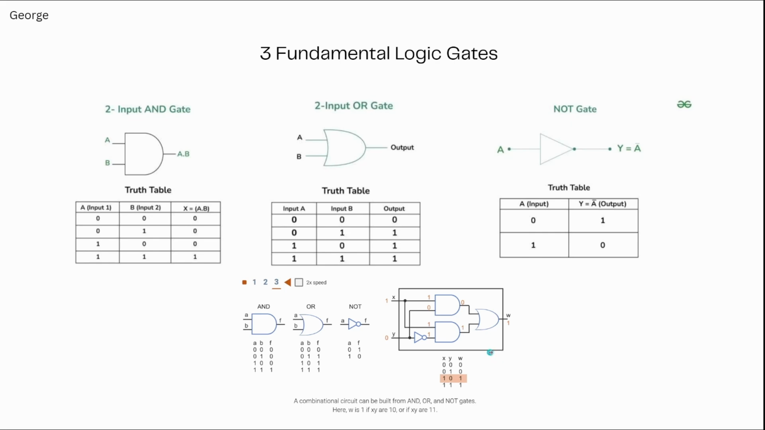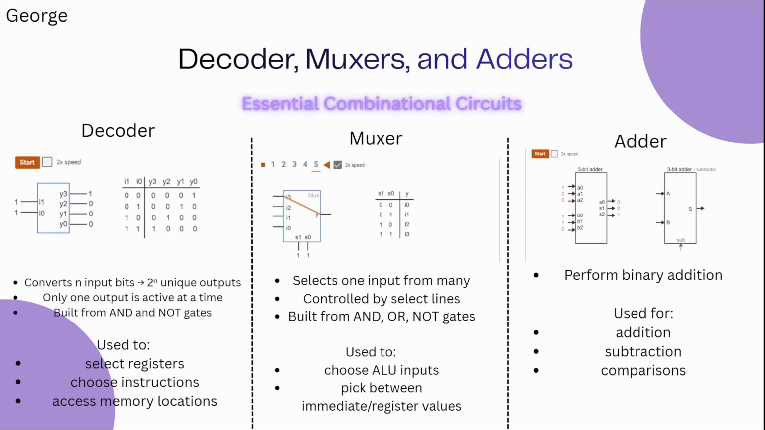These circuits don't have memory, they don't give feedback, and the output only depends on the input. Okay, now moving on to the 3 most important combinational circuits, we're going to be talking about the decoder, muxer, also known as a multiplexer, and adders. So, starting off with the decoder.